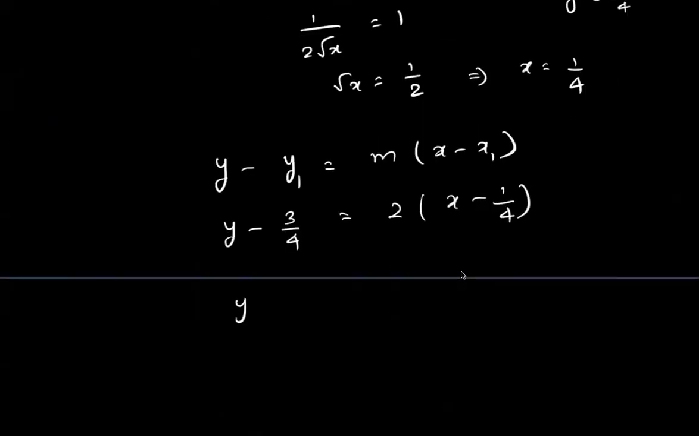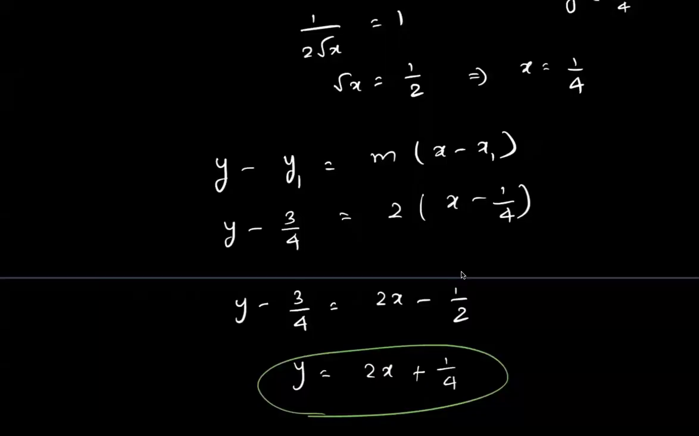So then I simplify this. y minus 3/4 is 2x minus 1/2, or y is equal to 2x minus 1/2 plus 3/4, which is plus 1/4. And that is the equation of the tangent line where the slope is equal to 2.